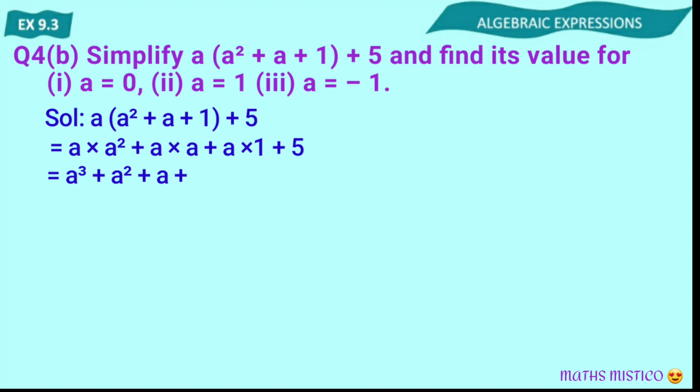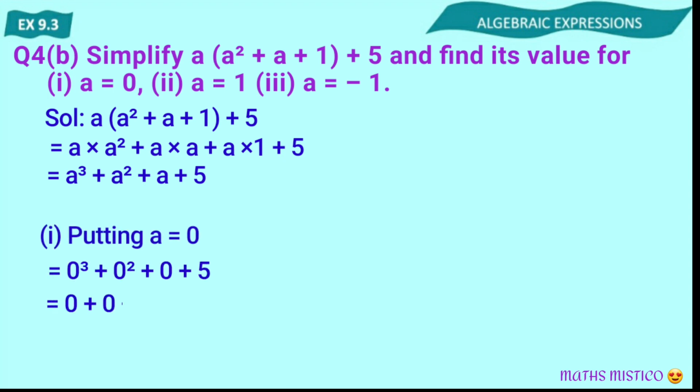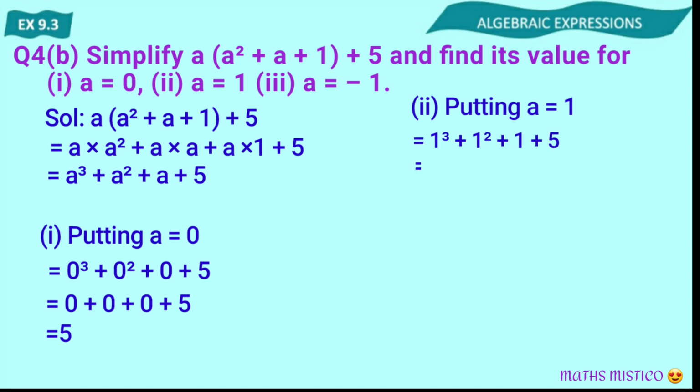So finally we get a cube plus a square plus a plus 5. Now for the first part, put a equal to 0 everywhere. And finally the answer is 5. In the second part, we have to find the value for a equal to 1. So replace it by 1 everywhere, and we get 1 plus 1 plus 1 plus 5, which is equal to 8.